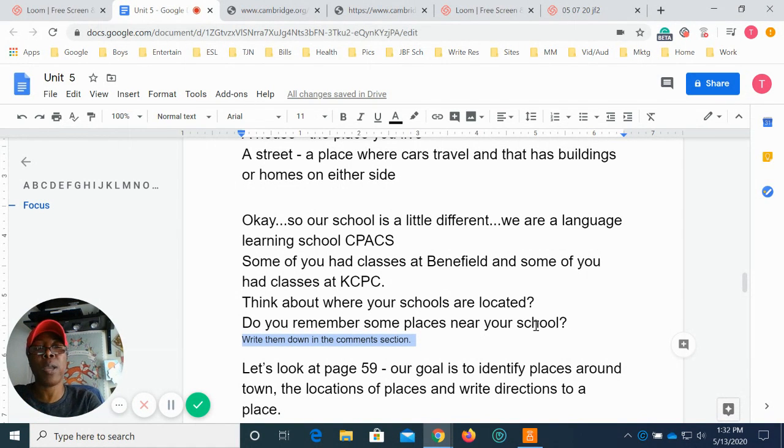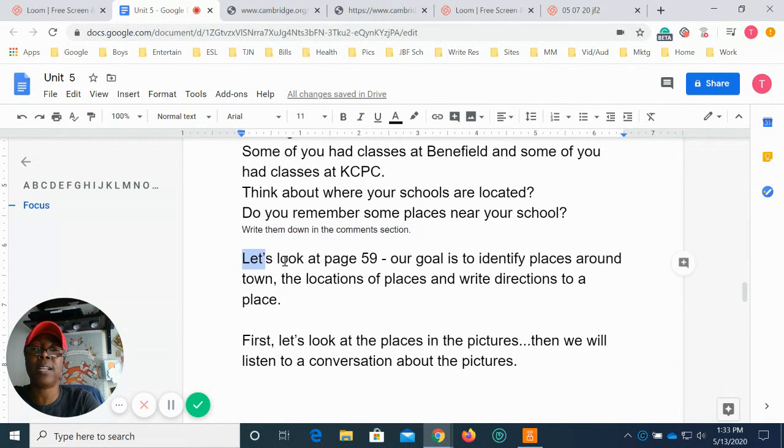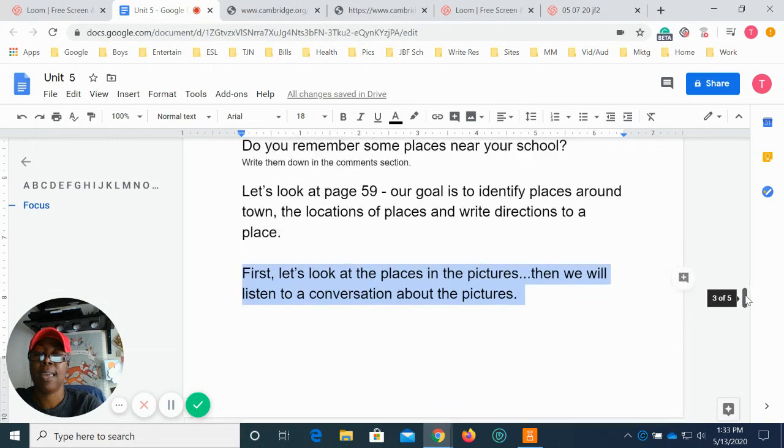Okay, and so we're going to move on in our book to page 59. I want us to take a look at page 59. Our goal on page 59 is to identify places around town, to identify the locations of places, and to write directions to a place. But first, let's look at the places in the pictures, okay? We're going to look at the places in the pictures.